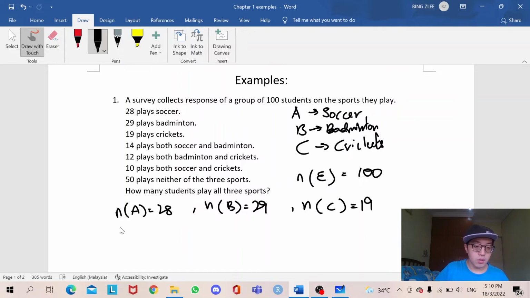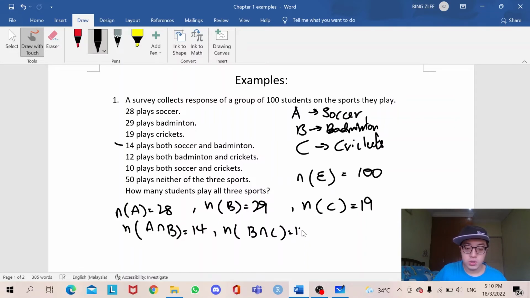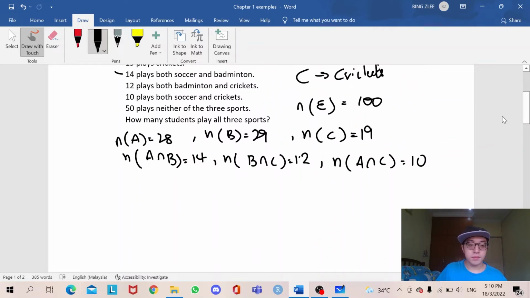All right. So now we have the number of elements of A and B is 14, and this can be known from this part: 14 play both soccer and badminton, which means it's A and B. And if you list out all the others, the number of elements in B and C is equal to 12. And the number of elements in A and C is 10. And from here, you actually found out that 50 of them play neither of the three sports.